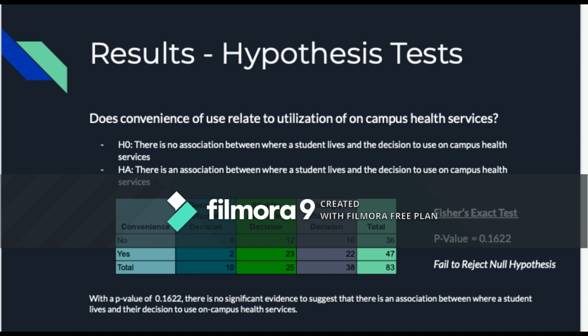Our null hypothesis is that there is no association between convenience and the decision to use on-campus medical resources. Our alternative hypothesis is that there is an association between convenience and the decision a student makes to use on-campus medical resources. The hypothesis test used for convenience by decision was a Fisher's exact test. Given the resulting p-value of 0.1622, we fail to reject the null hypothesis, meaning there is not significant evidence to suggest convenience has an effect on whether or not a student decides to use on-campus medical resources.